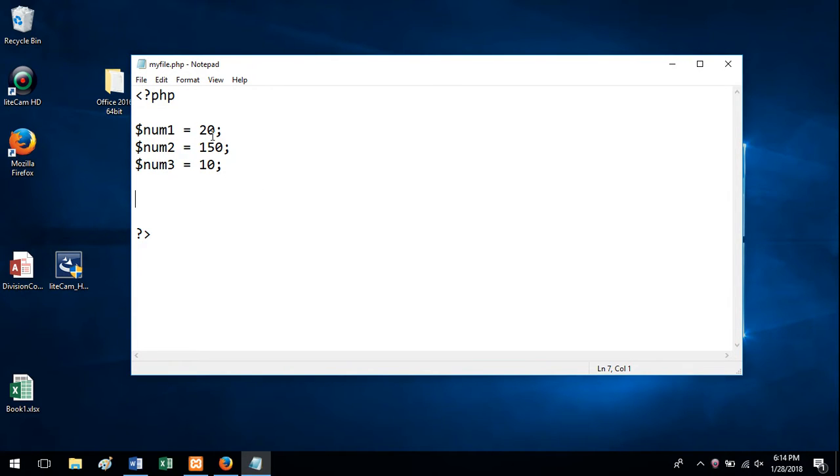Let's say we wanted to add those three numbers, or let's say we want to add the first two and then divide by the third one. So I'm going to declare another variable to do that. Say result equals num1. So you can do add, subtract, multiply, divide. And we'll divide, which is the forward slash. And let's echo this out so we can see what we got.